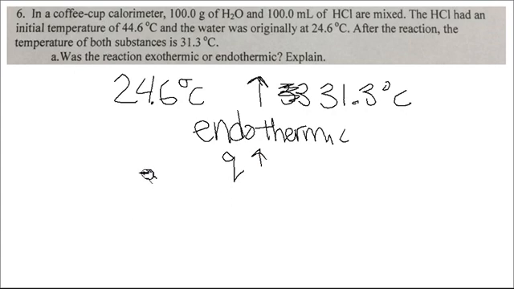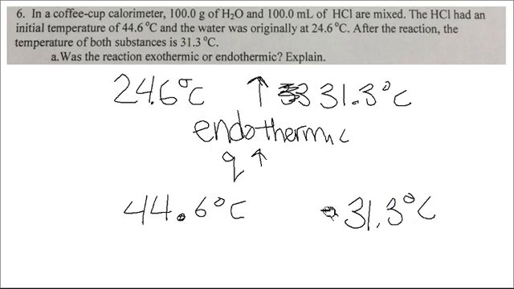From the perspective of the hydrochloric acid, though, the hydrochloric acid starts out at 44 degrees Celsius, so 44.6 degrees Celsius, and at the end, it's gone down to 31.3 degrees Celsius, so it has lost heat. So from the perspective of the hydrochloric acid, this is an exothermic reaction.